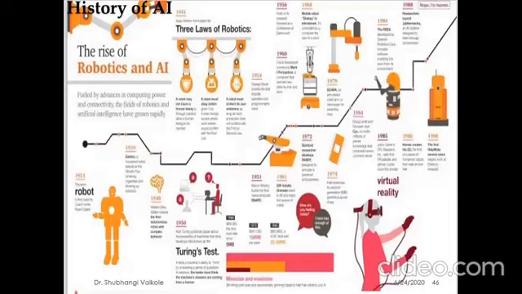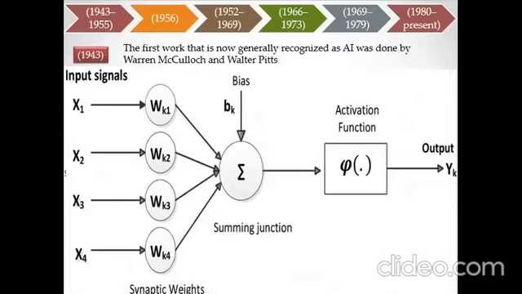Now we'll move towards the history of AI. What are the different steps under the history of AI? First comes the gestation of AI in 1943 to 1955. The first work that is now generally recognized as AI was done by Warren McCulloch and Walter Pitts. The model designed by them is called the McCulloch and Pitts model.